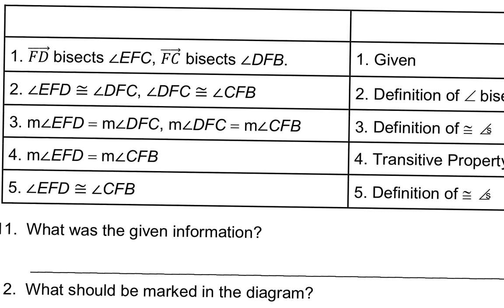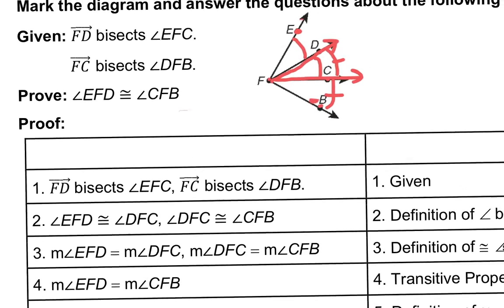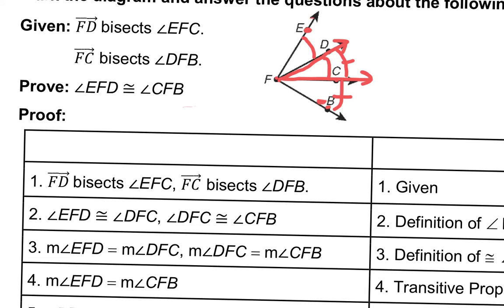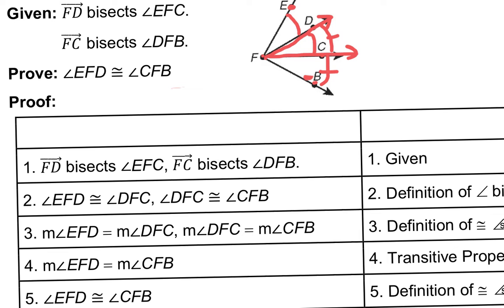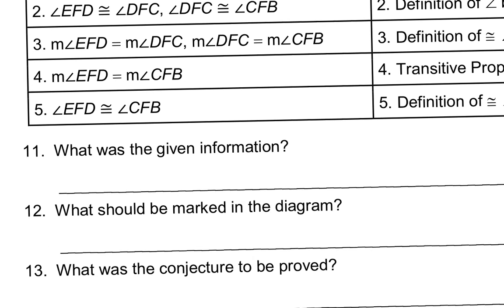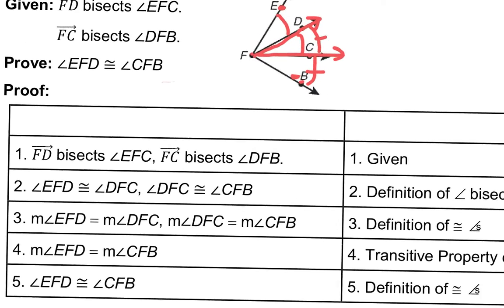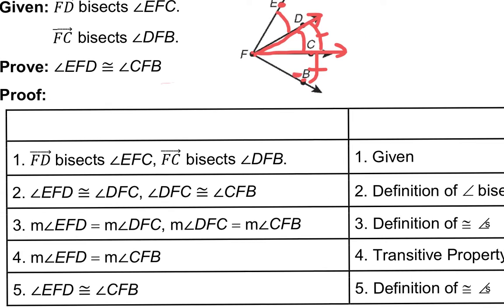All right, so let's go back to our questions. What was the given information? The given information was that those two rays bisect those two angles. What should be marked in the diagram? That's what we just did, right? We put in the rays, we put in the congruent angles. The conjecture that we're trying to prove, and I'm going to go back to the diagram for this, and just with a highlighter, what we're trying to prove is that angle EFD, that's here, is congruent to angle CFB, and that's here. So I want to try to get those two angles to be the same.